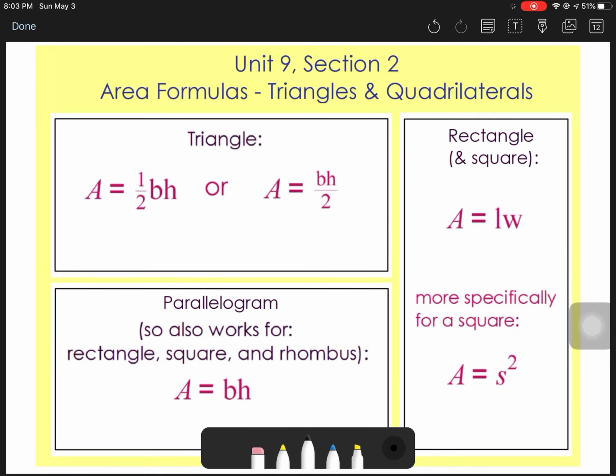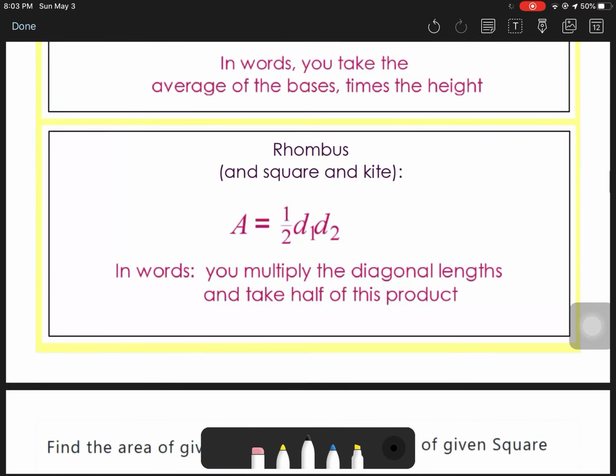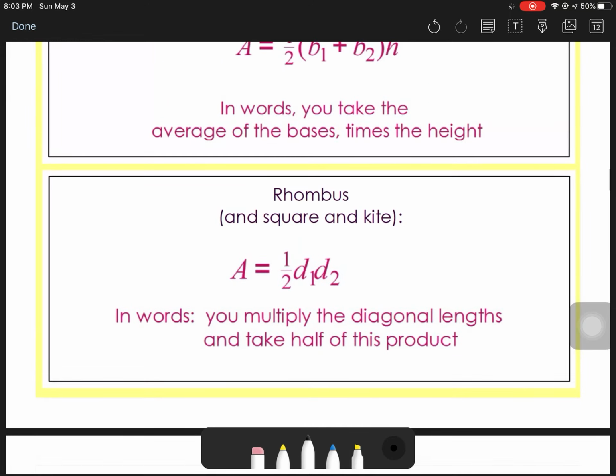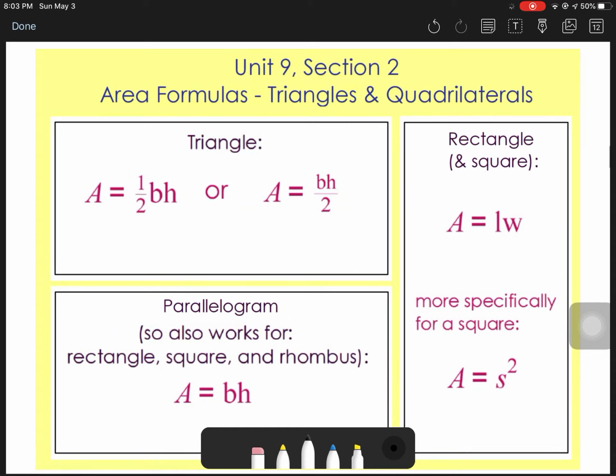All right, lesson number 2 for Unit 9. Still working with polygons. What we're going to be working with today is area formulas. It says triangles and quadrilaterals, but we're going to do triangles, rectangles, parallelograms, trapezoids, rhombus, such as a square and a kite. And I'm also going to add in the area of a circle, even though that's not a polygon, but we're going to include it for a couple of the problems that we're doing.